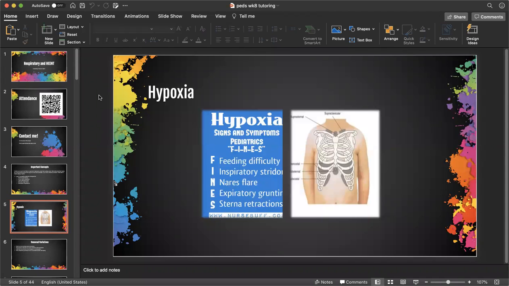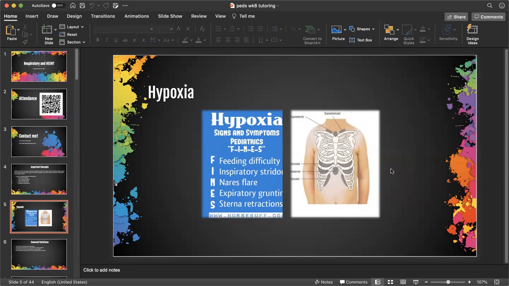So hypoxia, and I'm going to go over these signs again later when we start talking about respiratory distress, but this is just a quick overview, and it's a really good way to remember it. For hypoxia, remember FINES, which are the signs and symptoms for pediatrics. F is for feeding difficulty, I is for inspiratory stridor, N is for nasal flares or nares flaring, E is for expiratory grunting, and C is for sternal retractions. These are the types of retractions that can happen: supraclavicular, suprasternal, intercostal, substernal, and subcostal.